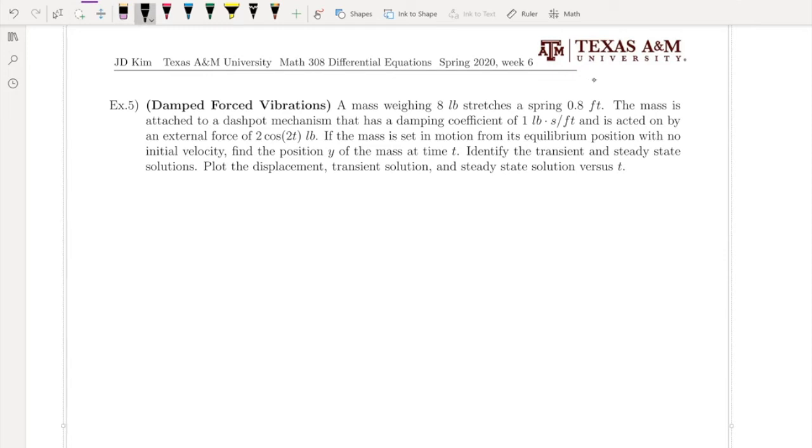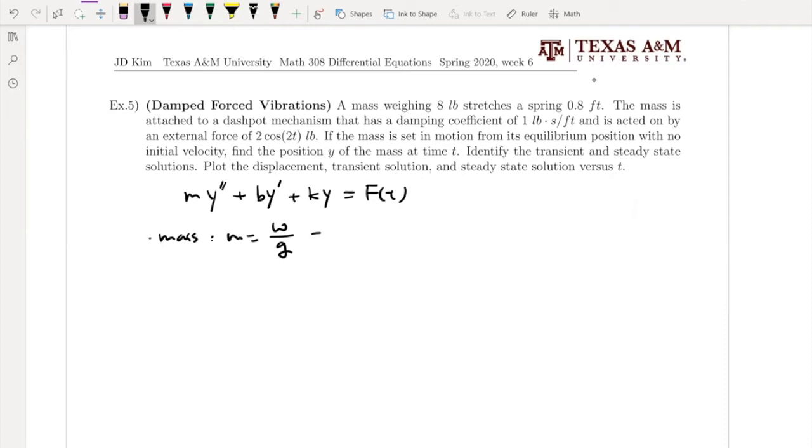Differential equation 4, which is m y double prime plus b y prime plus k y must be equal to the external force, right? So let's start from mass, okay? The mass weighing 8 pounds means your mass can be found this way: weight over the gravitational acceleration. Since in this problem we use pounds and feet, we're going to use 32 feet per second squared for gravity. That is equal to the weight, 8 pounds, over 32, which is equal to 1/4.